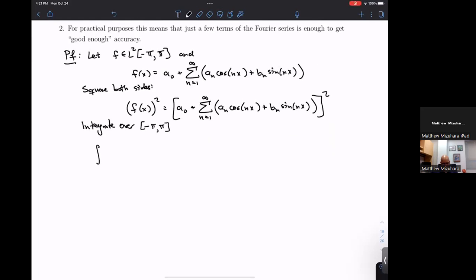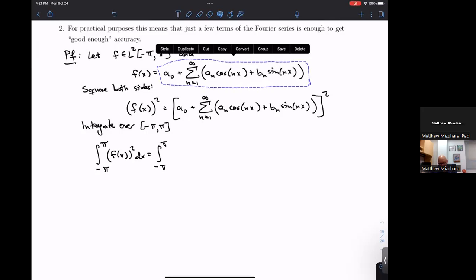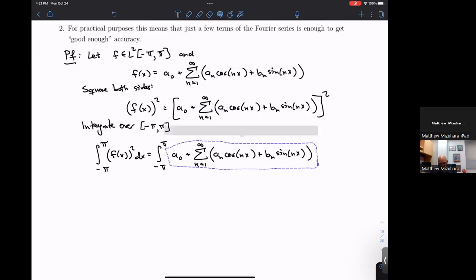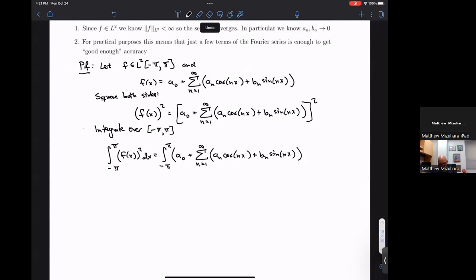So what do I end up with? On the left-hand side, I'll get the integral from negative pi to pi of f of x quantity squared dx equals. Now on the right-hand side, I'm going to have this big integral from negative pi to pi of, let me grab this again, because I want to write it out twice, let me write one version of it. And then I actually want to paste a second one.